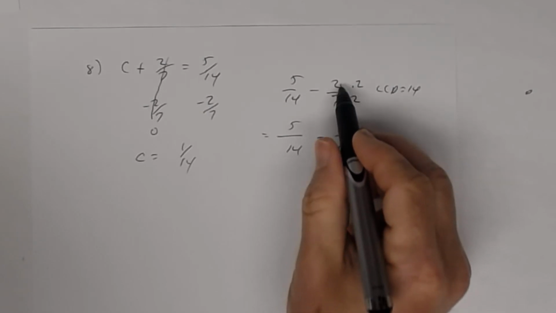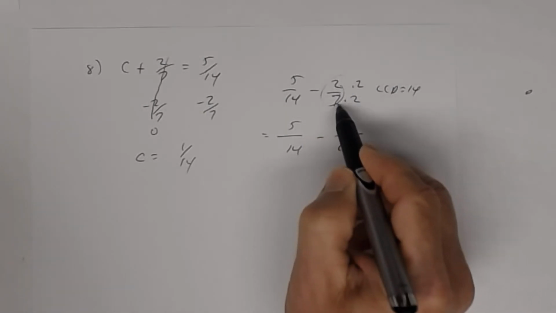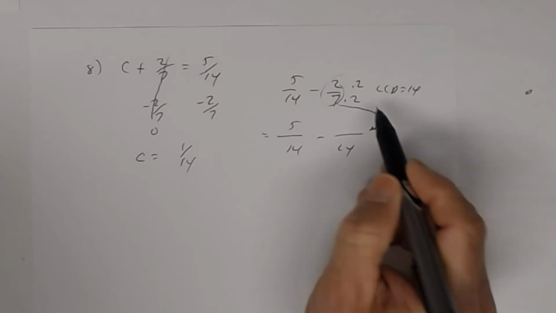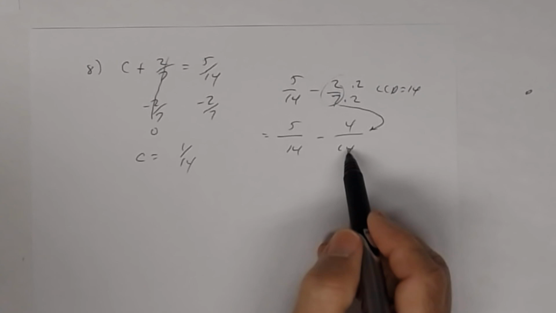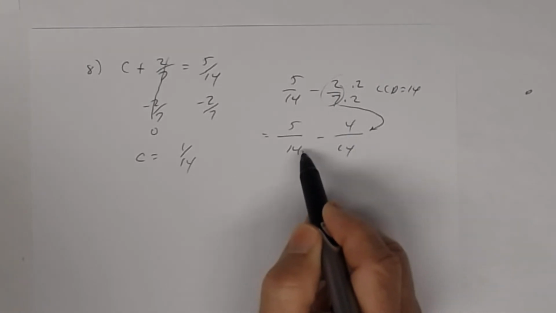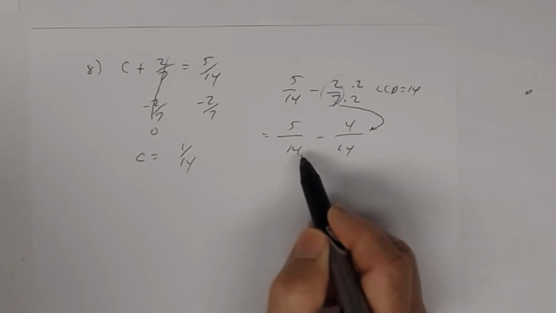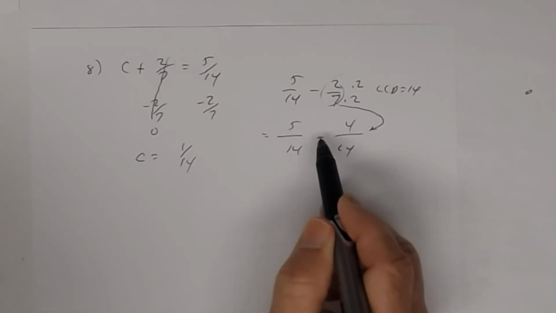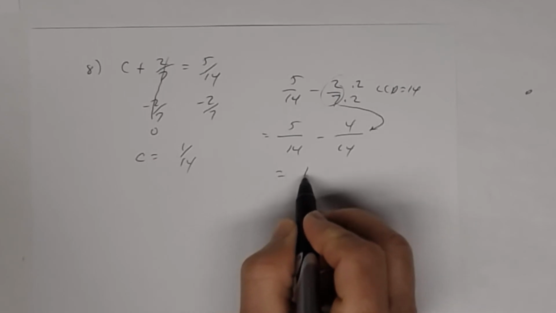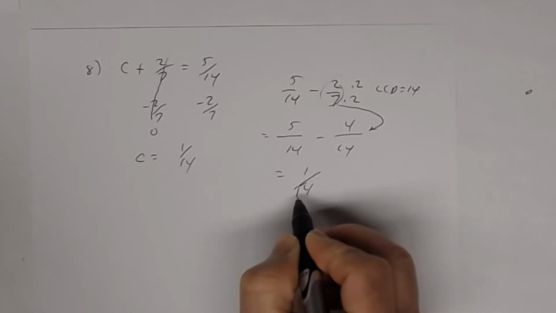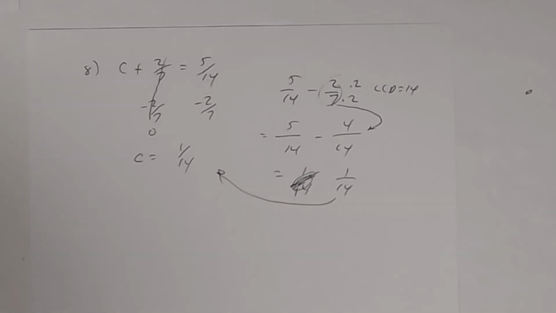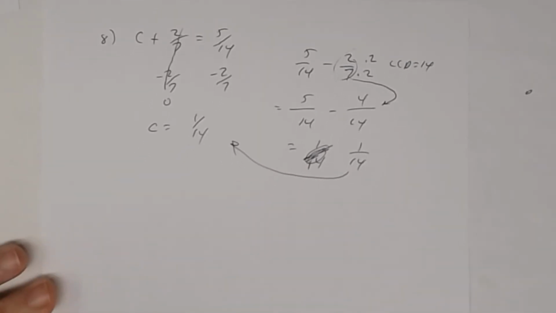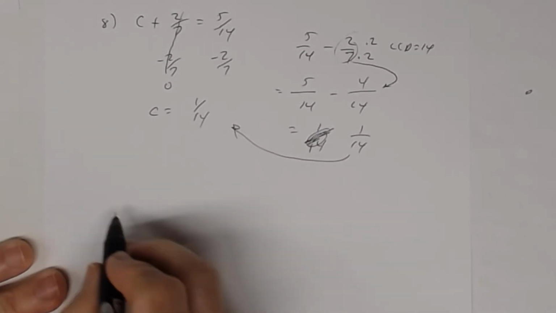So 2/7 is equivalent to what fraction? 2 times 2 is 4, so 4/14. And it'll make sense because if you reduce 4/14, you get 2/7 back. And now you can subtract those two fractions because they have the same denominator. So 5 minus 4 is 1. So you get 1/14, which is what you saw there. Okay? All right.